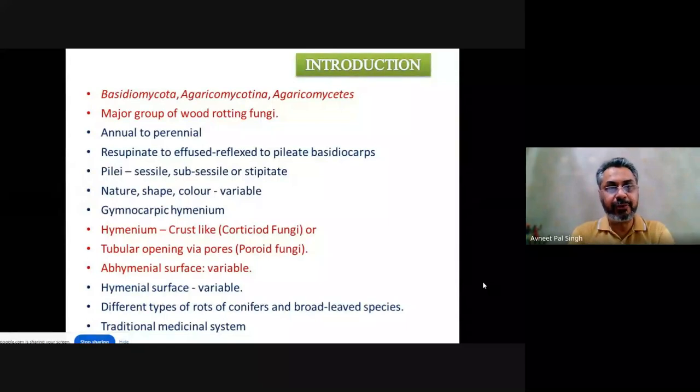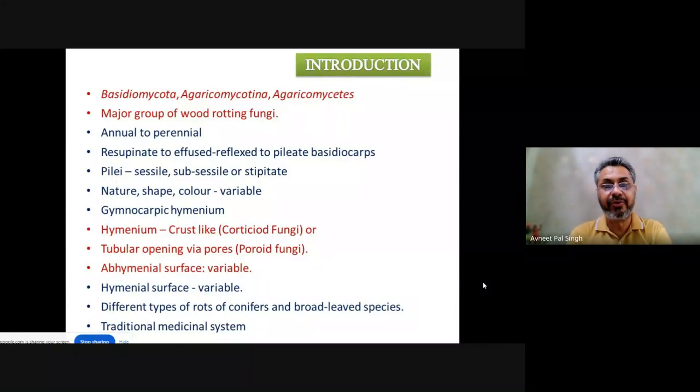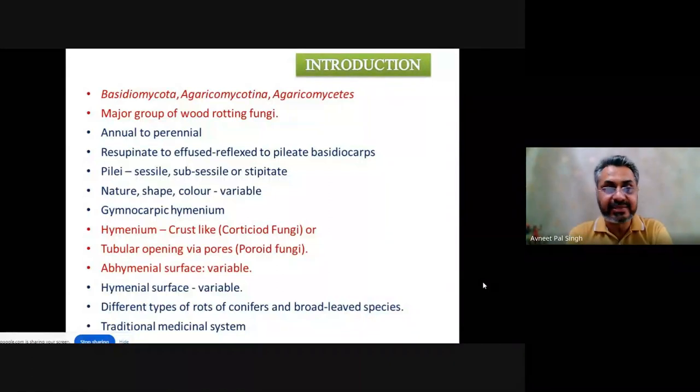Let me introduce the group. This is the group that belongs to the higher fungi. This group has been placed in phylum Basidiomycota. The class is Agaricomycetes. There are 12 orders under this class Agaricomycetes, to which different forms of wood rotting corticoid and poroid fungi have been assigned.